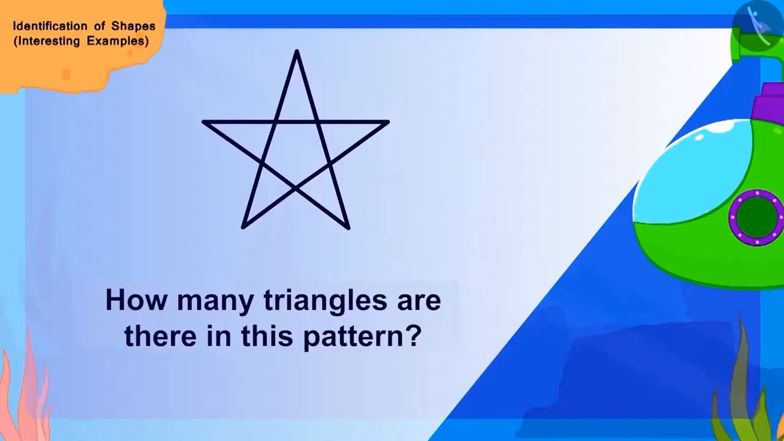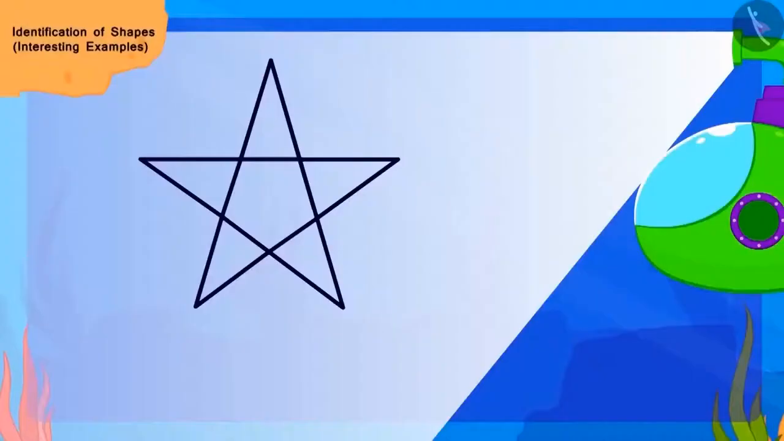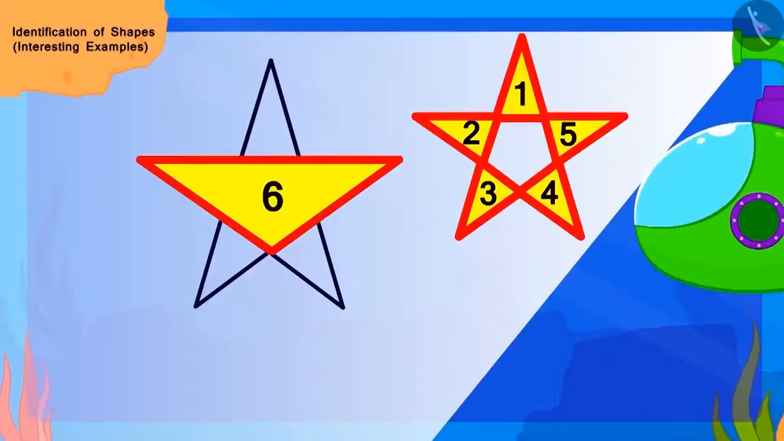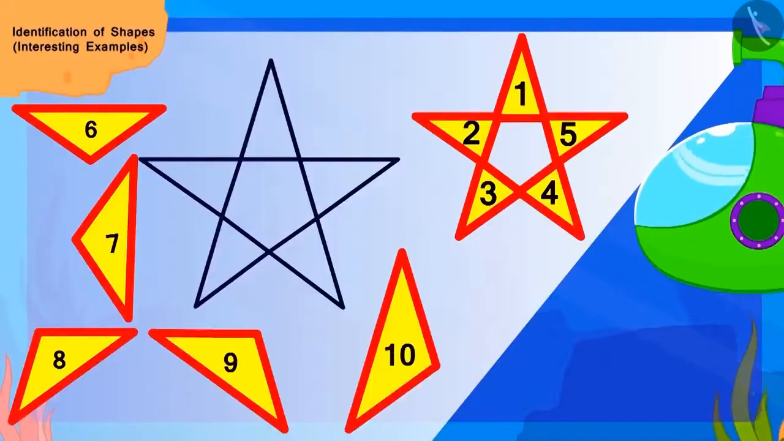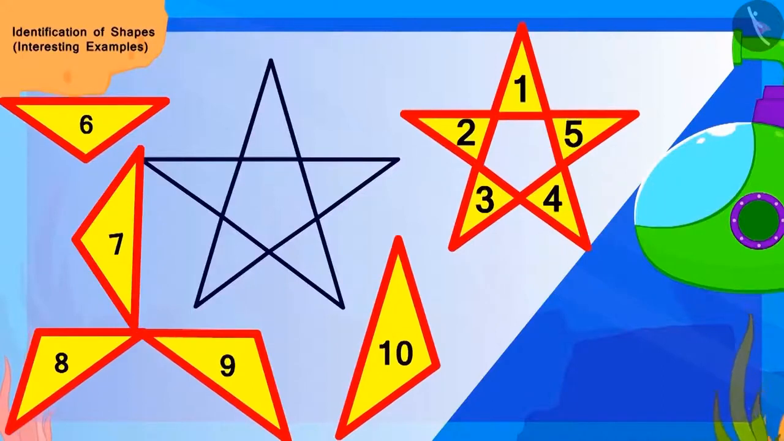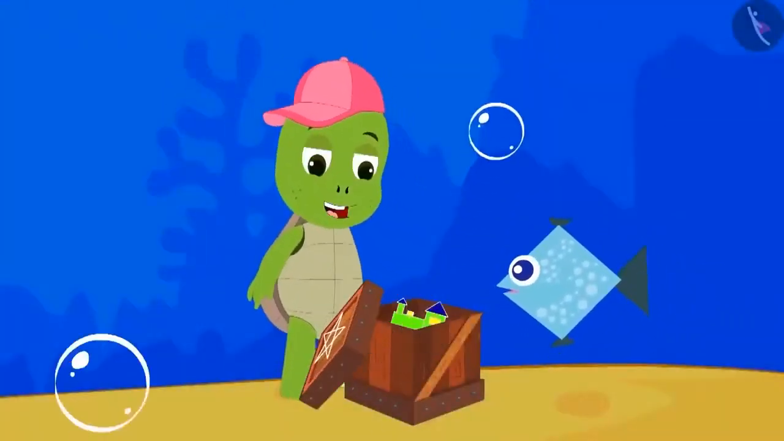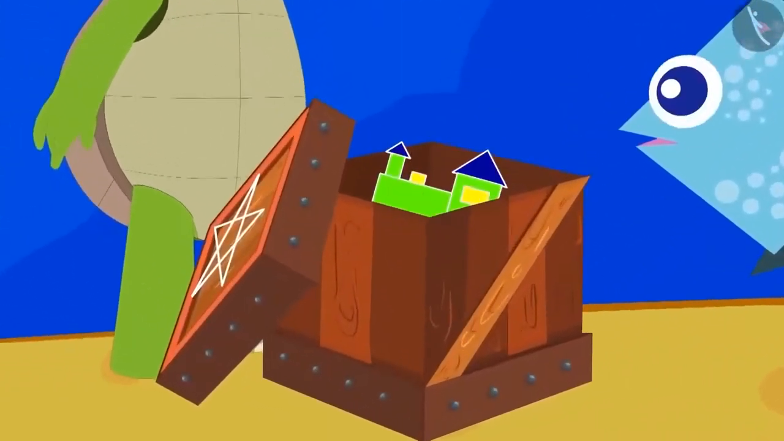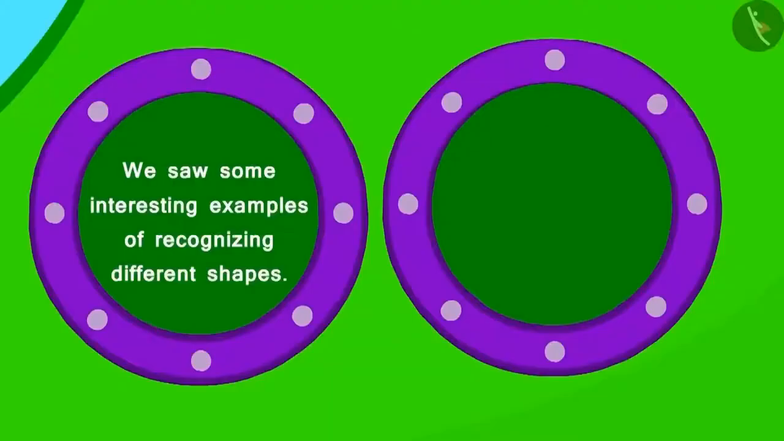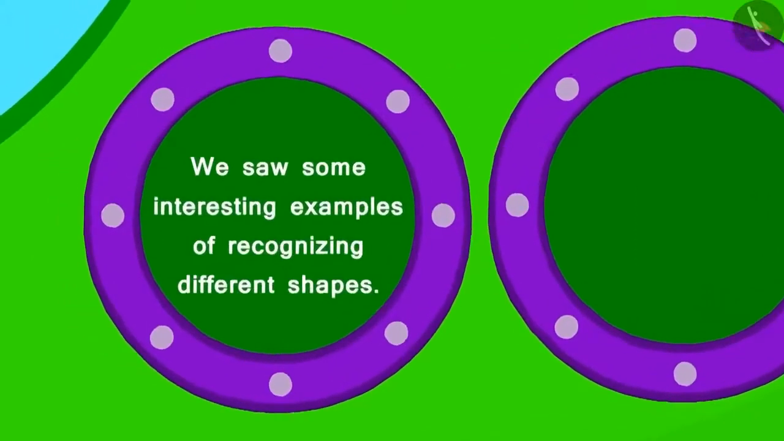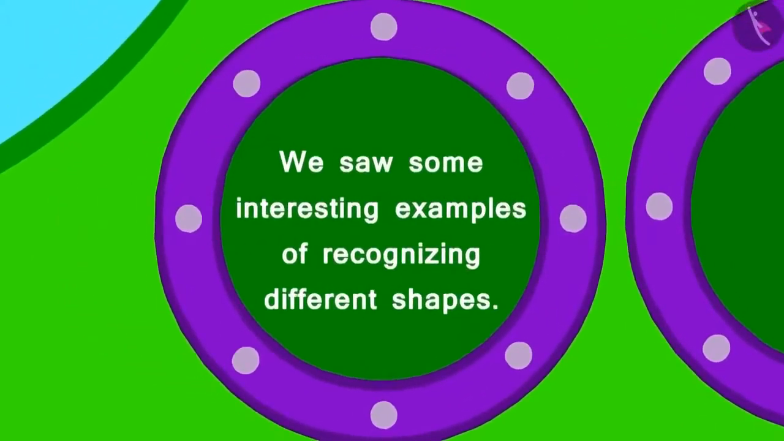Children, can you tell how many triangles are there in this pattern made on the box? Children, to find out how many triangles are there in this pattern made on the box, we will find out this way. Yes, there are a total of 10 triangles here. Now the fish opened the box and returned Tufan's toy. Children, in this lesson, we saw some interesting examples of recognizing different shapes.